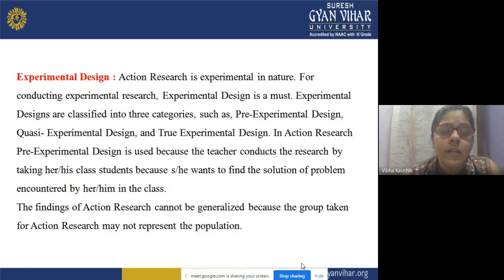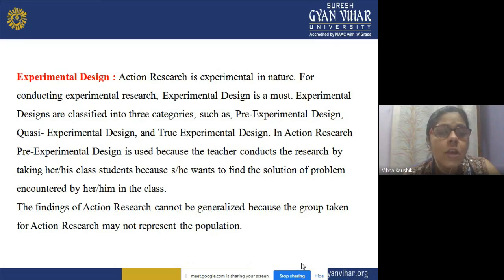Now, experimental design. Action research is experimental in nature. Why? Because we are doing an experiment to get the solution of the problem. When we are conducting an experimental research, experimental design is a must. A design should be there on which we have to conduct an action research. Experimental designs are classified into three categories: pre-experimental design, quasi-experimental design, and true experimental design.